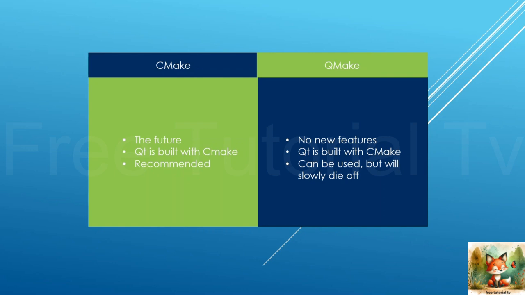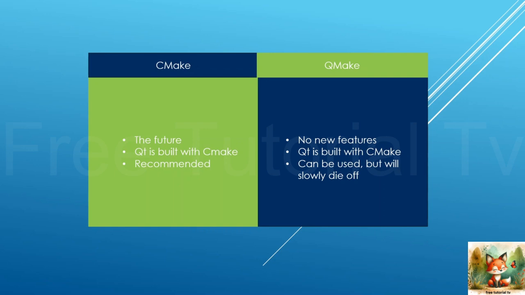There is really another one, but it's not very used. So we're going to talk about CMake and QMake in the course here. CMake is the future. It's the new thing that is going to be used going forward to build Qt projects. The Qt framework itself is built using CMake, starting from Qt6, and it is the recommended build system to use to build your Qt projects.